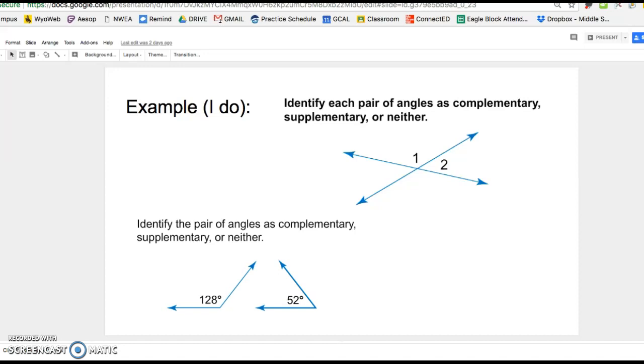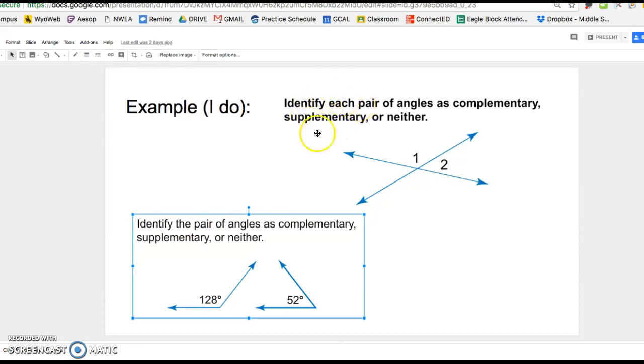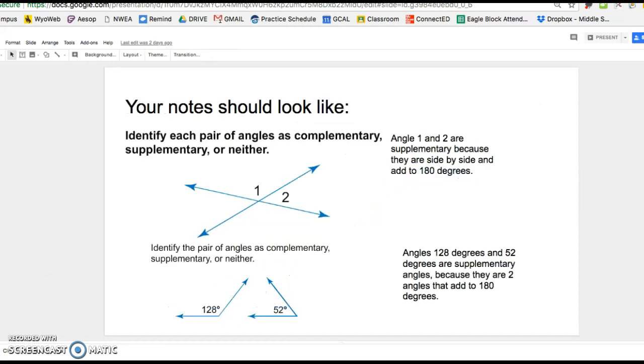Okay. The second piece, I would not write this part down simply because it's already a part of this up here, but I would write this model down. So angles 128 degrees and 52 degrees are supplementary angles, and then again justify because they add up to 180 degrees. So this is how you know this and why you know this. Okay, so in your notes, this is exactly what I'd have written down. So I'd have this piece of it with the model. I would not have this piece, but mine's connected, so I had to have that piece.